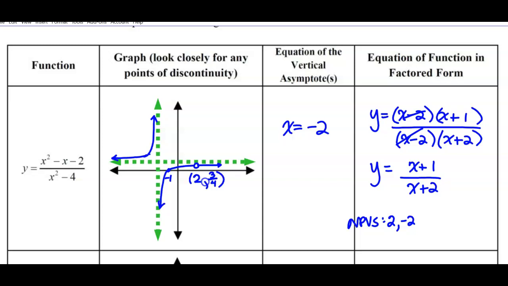Why wouldn't it have two vertical asymptotes? Because this divides out here. If there's a common factor between numerator and denominator, then it's not an asymptote. It's a point of discontinuity. So we factor everything. If nothing divides out, that's going to be a vertical asymptote. If it divides out, it's a point of discontinuity.